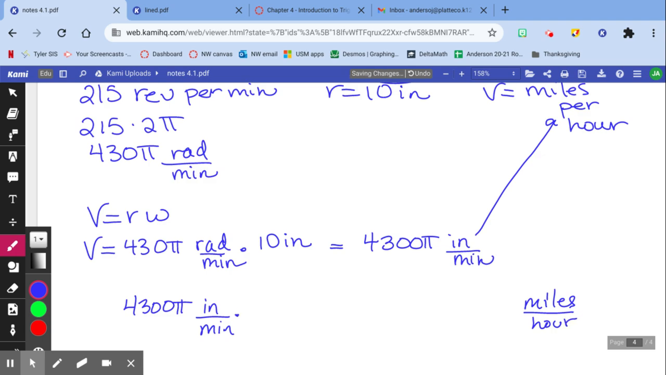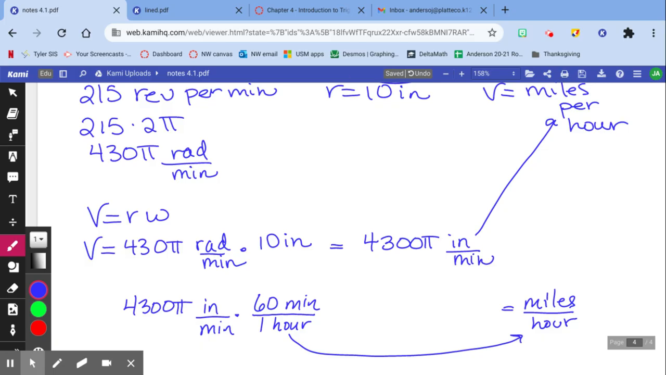So I need minutes to first go to hours. So let's go backwards. We know that there are 60 minutes for every 1 hour. So as long as I can cancel out that measurement and get it to what I want, I'm going to be in good shape. I have hours in my denominator, and that's what I want. So this matches here, so I'm okay with that.